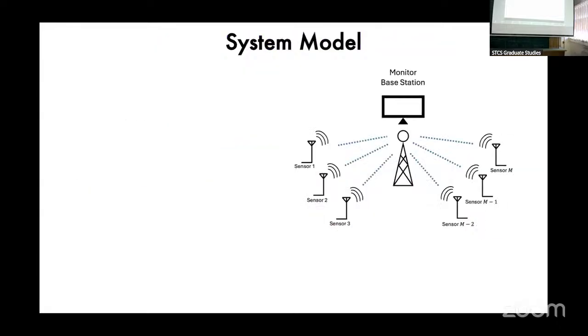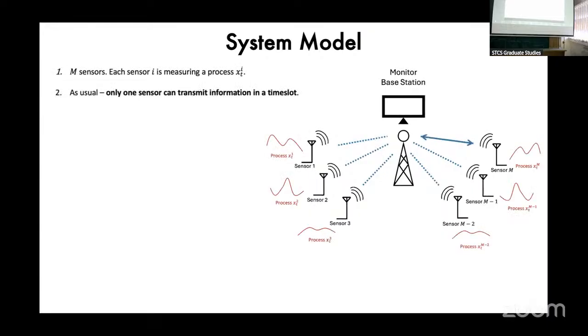Yes. So our system model is still the same. We have a bunch of sensors trying to transmit, and at any given point of time, you can only observe one sensor. And the source at each sensor is correlated, so xi of t and xj of t are correlated. How are they correlated? We specify a very specific model. So xi of t plus 1 is xi of t plus Gaussian noise, wi of t.